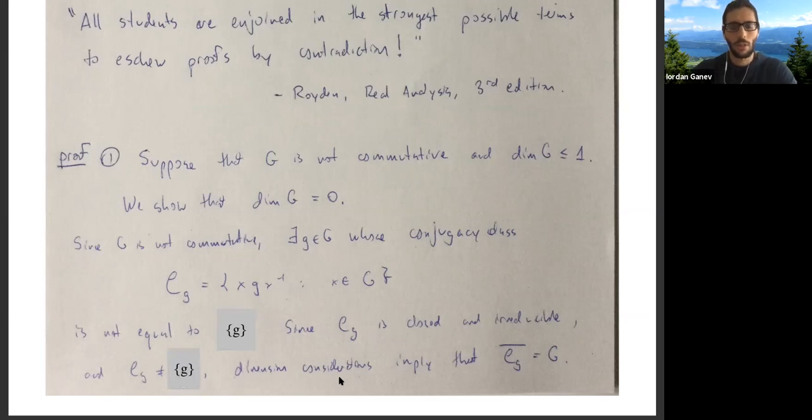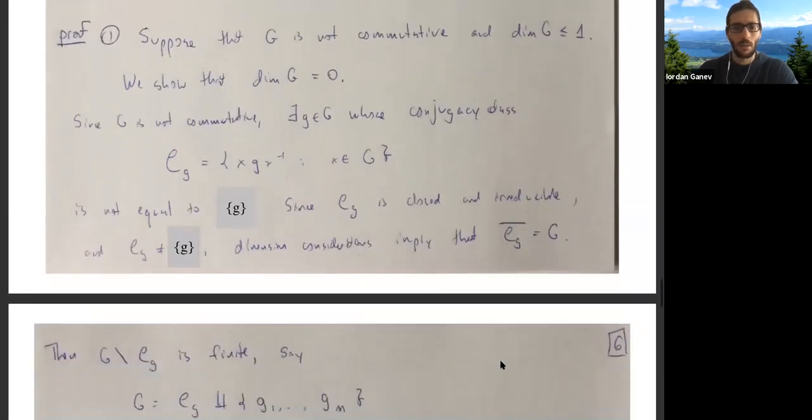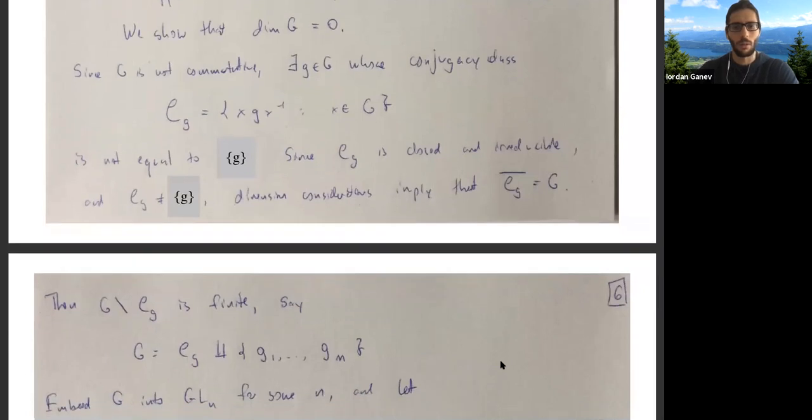So the dimension considerations and dimension assumptions that it's less than or equal to 1 mean that its closure has to be all of G. And moreover, the complement, so G minus this conjugacy class, is finite. So G itself is this conjugacy class together with some other elements g1 through gm, finitely many.